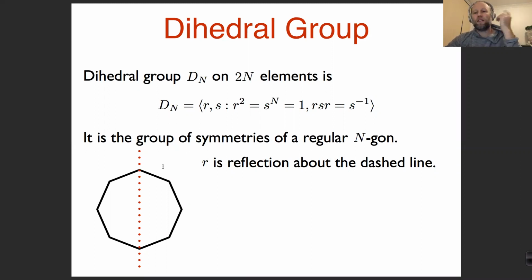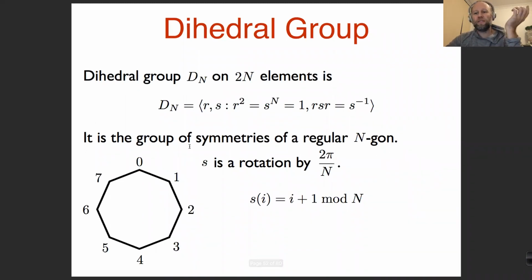Because the order is 2, right? If you reflect and reflect again, then you just acted as the identity. And the other element S is basically a primitive rotation of this n-gon. So if I label the vertices of the n-gon like this, then S is a rotation by 2 pi over n, right? It's going to send 0 to 1, 1 to 2, 2 to 3, etc.